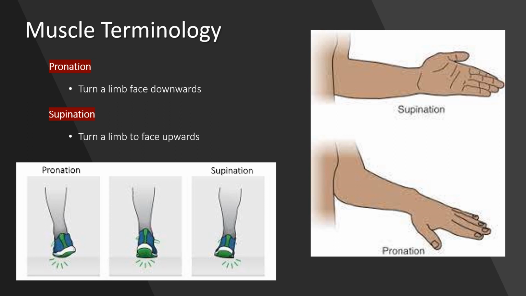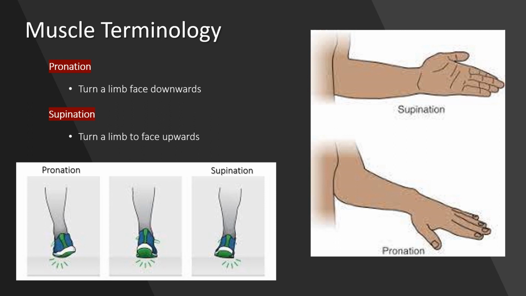So then we have the term pronation and supination. And normally, pronation and supination can be seen really well on the hand. So if I turn my hand to the ceiling, that is supination. If I turn my hand to the floor, that is pronation. So turn it over and supinate your hand, so palm to the ceiling.